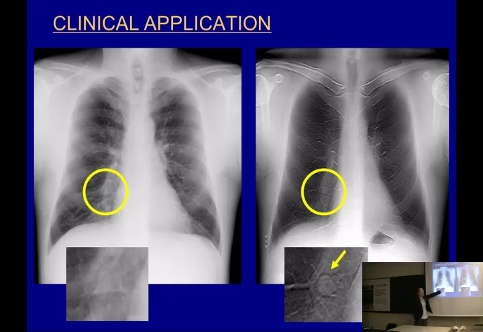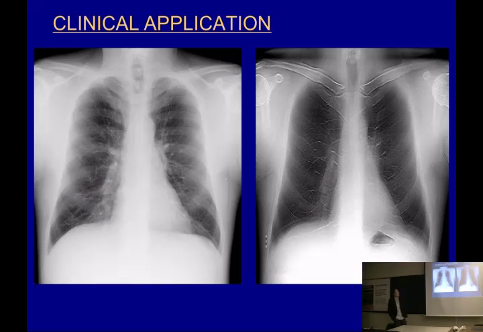Better. Okay, so for this one, the radiologist will find it clear. This patient, everything is clear. But on the right, on one reconstruction slice, you can see a small nodule. We call it a nodule area of the lung image.